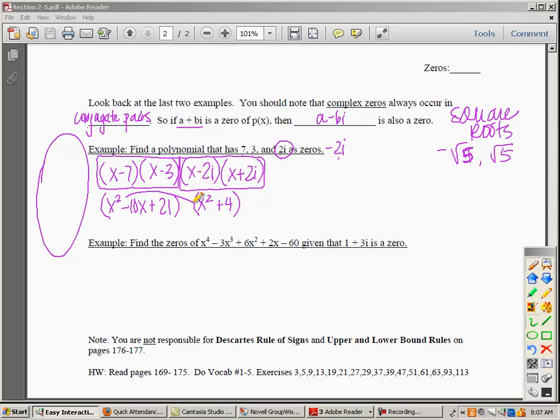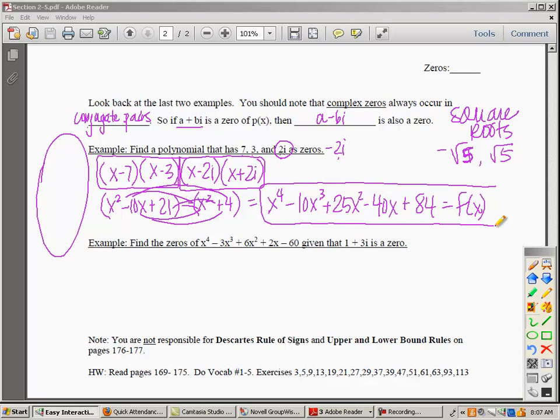Our last step then is to multiply these, and I'm going to do this again quickly. Here's what you end up getting, and so make sure you can do this. x to the 4th minus 10x cubed plus 25x squared minus 40x plus 84, and I'm going to equal that to f of x. This is my polynomial that would have those 4 zeros when I went to find them. And again, I should know that because I should end with an x to the 4th. I have 4 zeros, my polynomial should be an x to the 4th. Okay? So this is the idea.